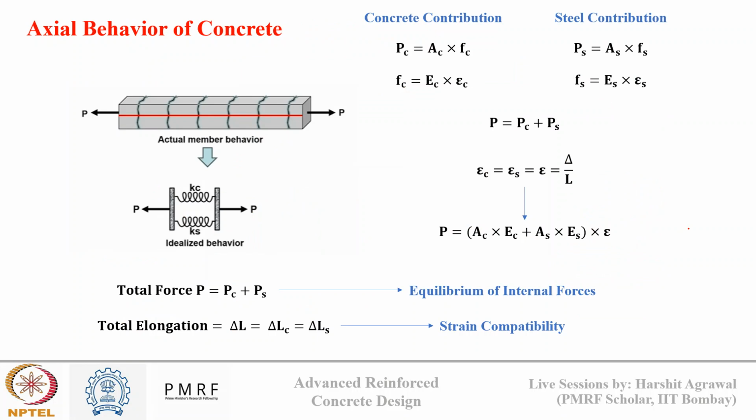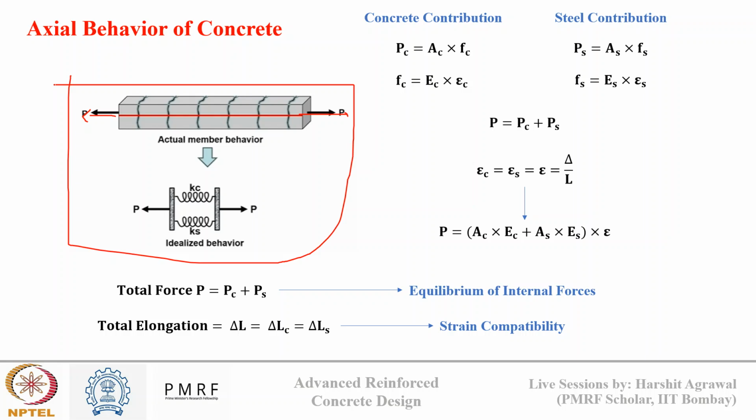So let us look at the axial behavior of a reinforced concrete system. When a reinforced concrete member is subjected to axial load, its actual behavior is the combined response of both concrete and steel. This image shows both perspectives. On the top image, one can see the actual member behavior. This is my reinforced concrete beam where both materials deform together under the applied load.